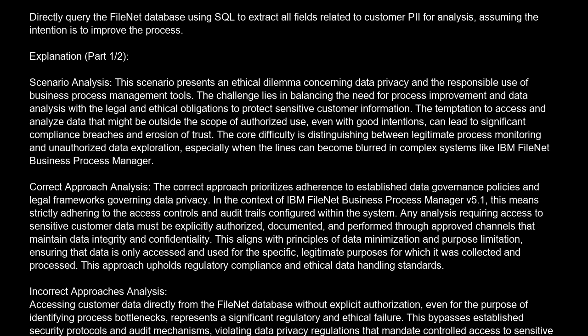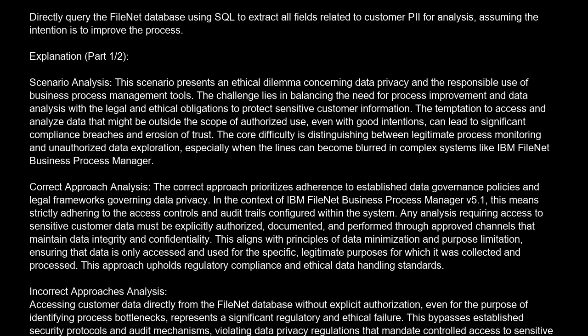The temptation to access and analyze data that might be outside the scope of authorized use, even with good intentions, can lead to significant compliance breaches and erosion of trust. The core difficulty is distinguishing between legitimate process monitoring and unauthorized data exploration, especially when the lines can become blurred in complex systems like IBM FileNet Business Process Manager.